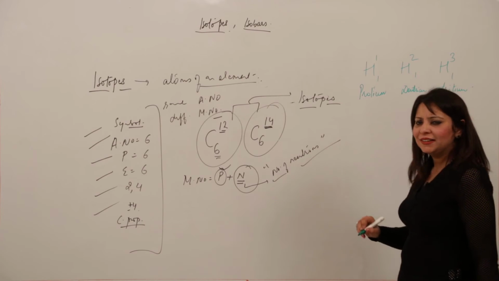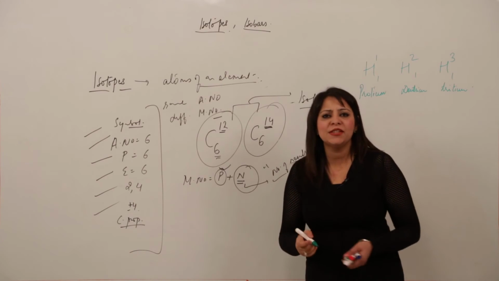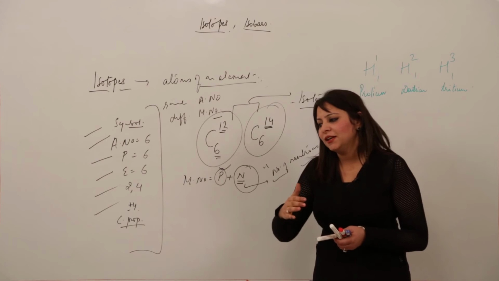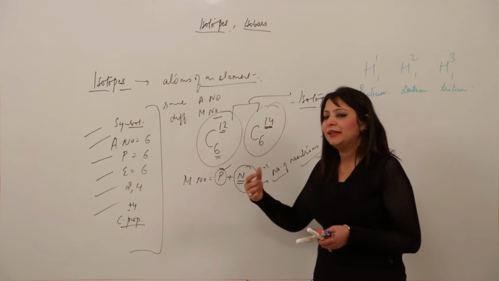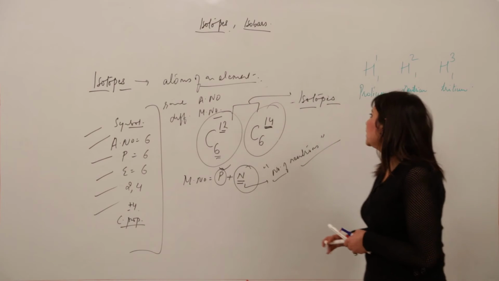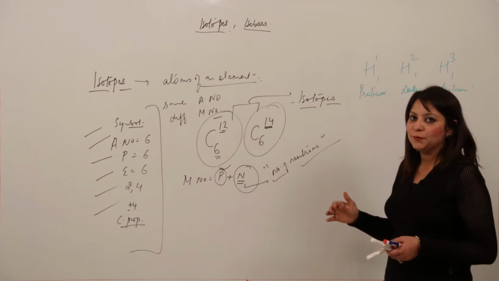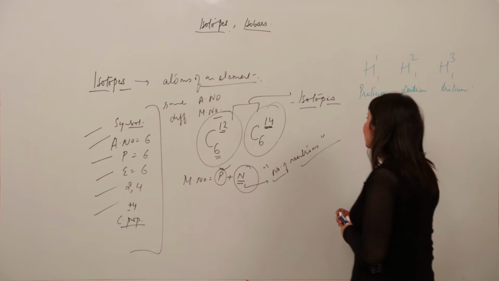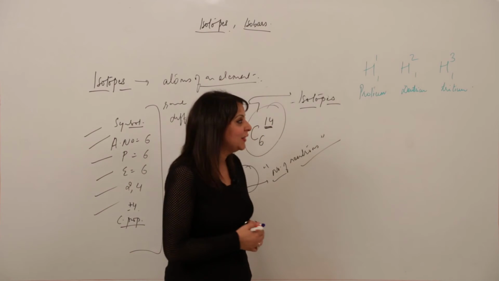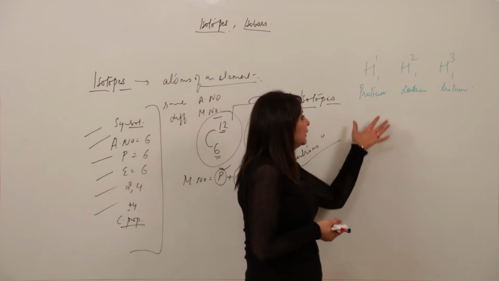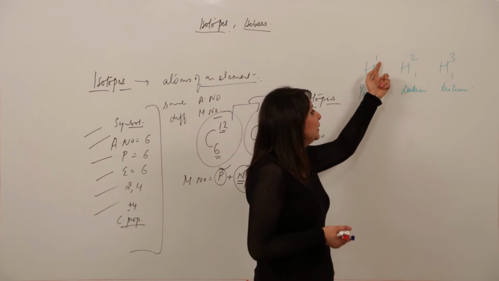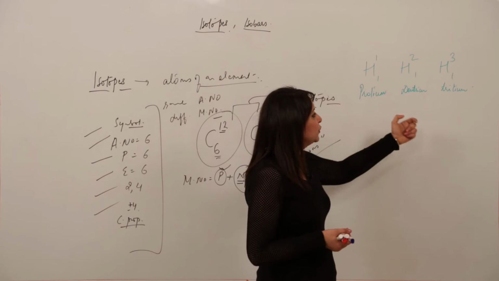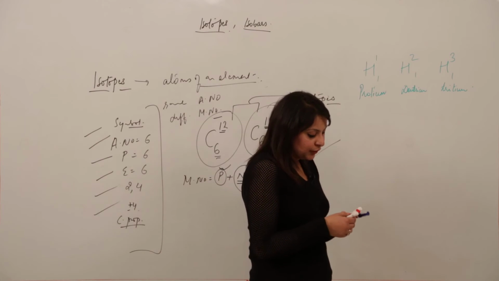So otherwise the isotopes don't have separate names. We can address them by using the name and the mass number. But for hydrogen we have names. So keep in mind, it is an interesting fact that the isotopes of hydrogen have different names: protium, deuterium, tritium. Hydrogen with mass number 1 is protium, mass number 2 is deuterium, and mass number 3 is tritium.